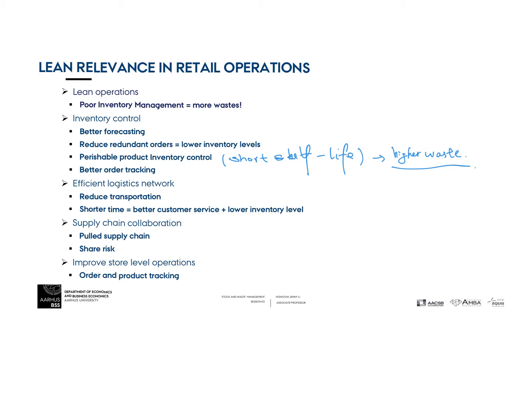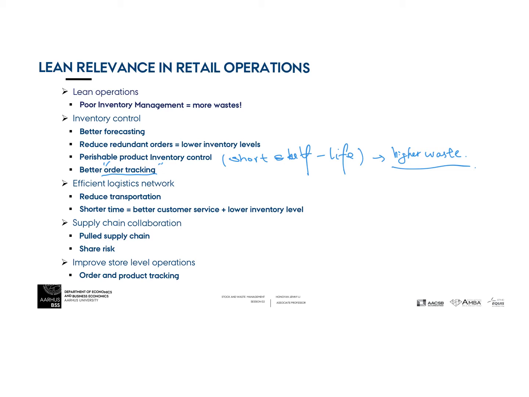So the company or the retailer knows exactly where the product is positioned or located, and when the product will be expired or going to become obsolete, and so on. So order tracking is very important for waste management. And then we're talking about the efficient logistics network. So you reduce the transportation, you reduce the waste or the pollution, and the shorter transportation time also achieves better customer service and also lower inventory level.